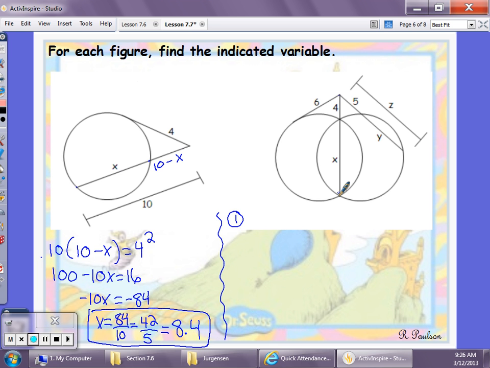So for number 1, we can take the external segment, which is 4, times 4 plus x. I should say the quantity of 4 plus x, set that equal to the tangent squared. So we have 16 plus 4x is going to equal 36. When you subtract 16 from both sides, we're going to have 4x equal to 20. And now we know that x is going to equal 5.